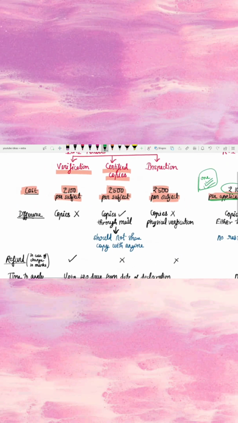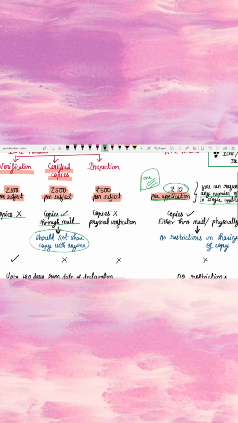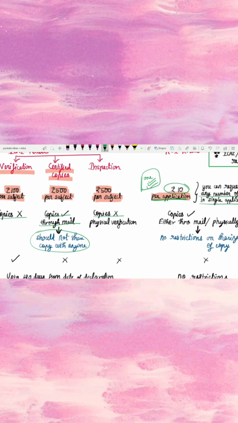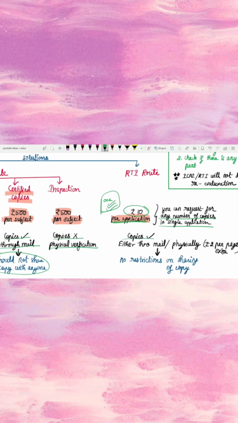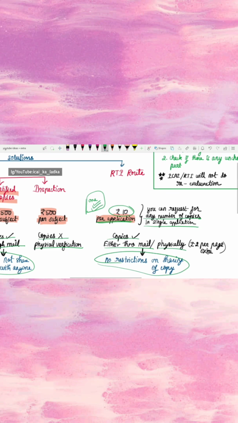Now, the difference I already told you: under verification, the copies will not be given to you. In certified copies, copies will be given to you through mail, but they should not be shown to anyone. In inspection also, copies will not be given; you can go and physically verify. Under the RTI route, copies will be given to you, either through mail with no restriction on sharing, or physically if you demand, but you have to pay 2 rupees per page extra above the 10 rupees.